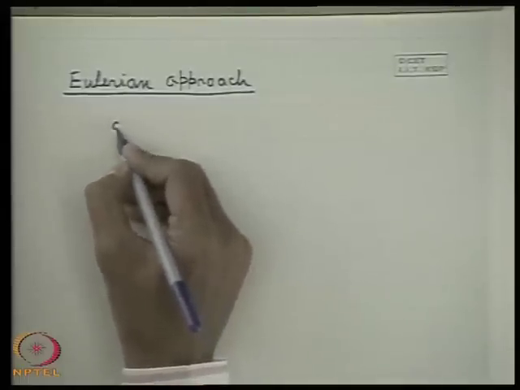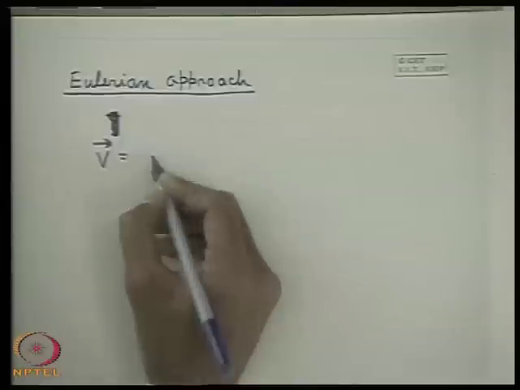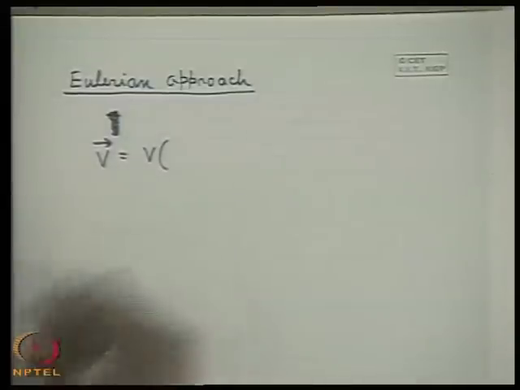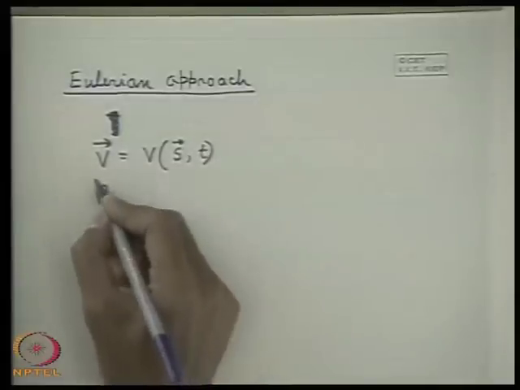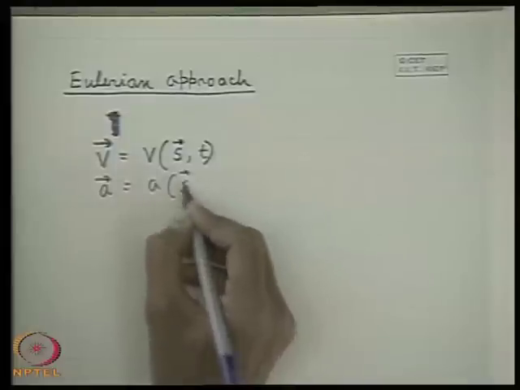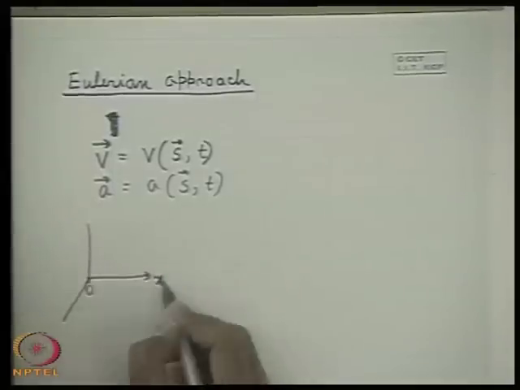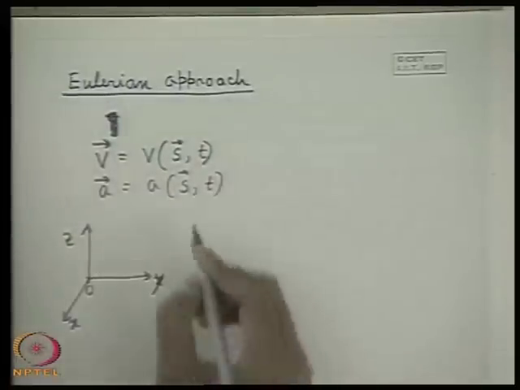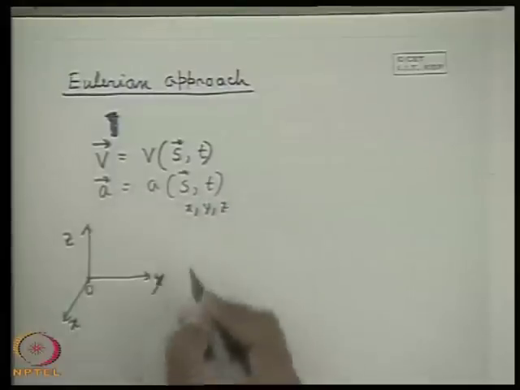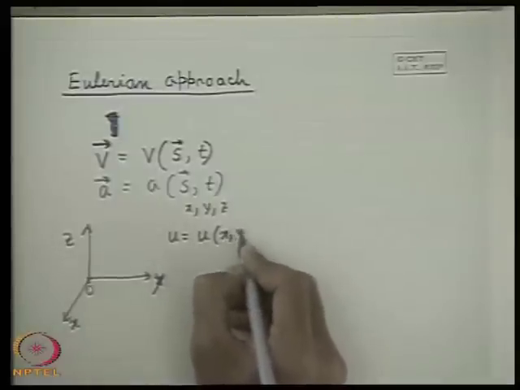Let us write the Eulerian approach in mathematics. The Eulerian approach writes the velocity vector as a function of space coordinates and time. Similarly, the acceleration vector is a function of space coordinates and time. That means, if you consider a frame of reference, simple rectangular Cartesian coordinates, this is y, this is x, in the proper sense of rotation, then with x, y, z, if a flow field is described with the coordinates x, y, z at any point, we can write the x component of velocity as a function of x, y, z.